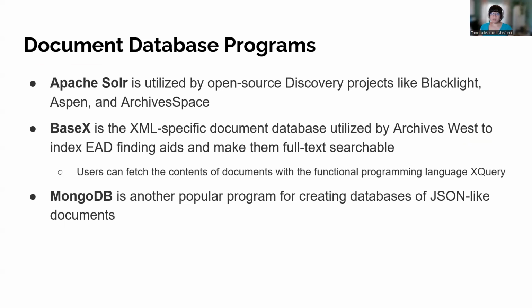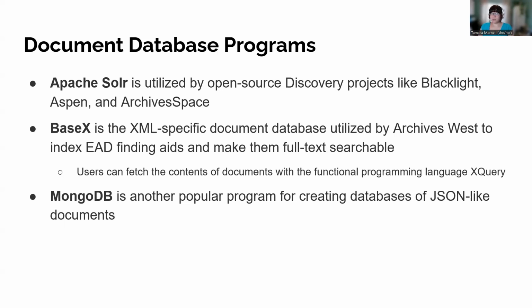BaseX is the XML-specific document database that we use for Archives West. So while I showed you an SQL diagram earlier on, that was a small subset of the data that is actually used for Archives West. It's what we're using to run the website, basically. But the contents of the finding aids are all in BaseX, because that makes more sense than trying to build a table and open up every new EAD and put a gazillion different columns in there.